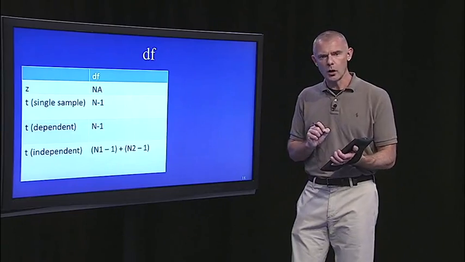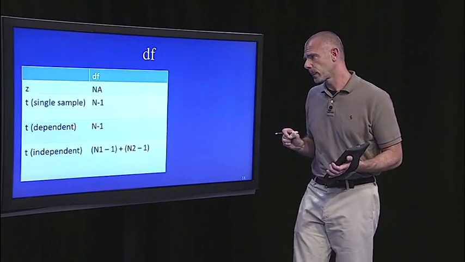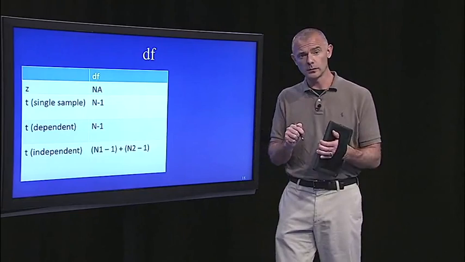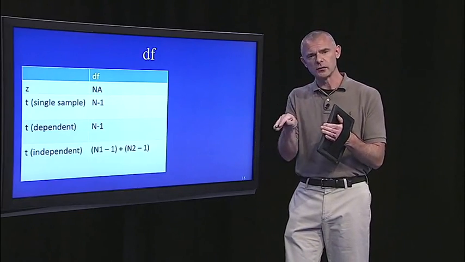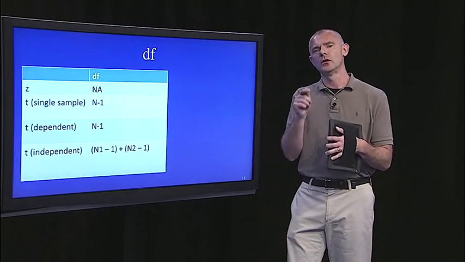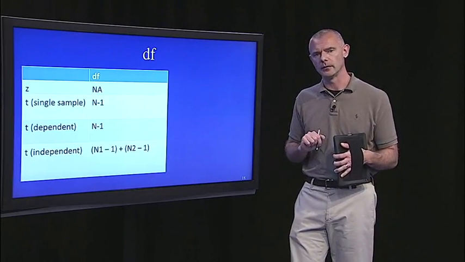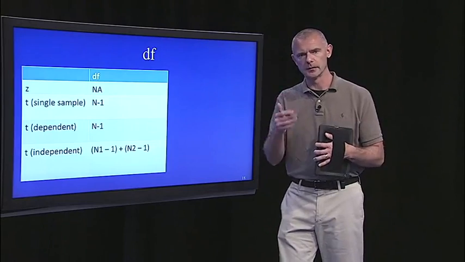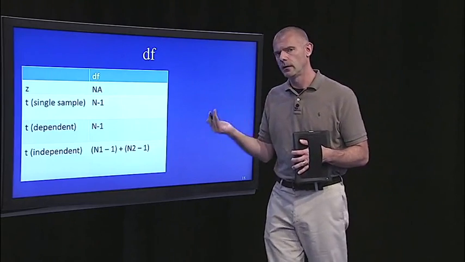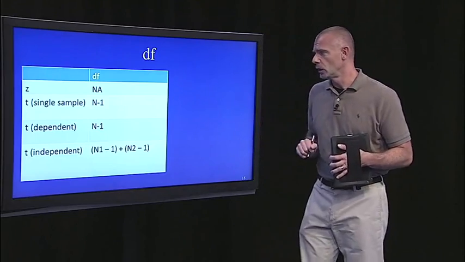So it's important that you know degrees of freedom, because degrees of freedom will tell you which t distribution in the family of t distributions you need to look at to calculate your p-value. Of course, you're not doing this. R is doing this for you, but that's the way it works.